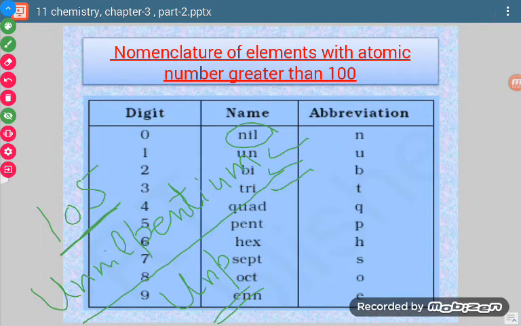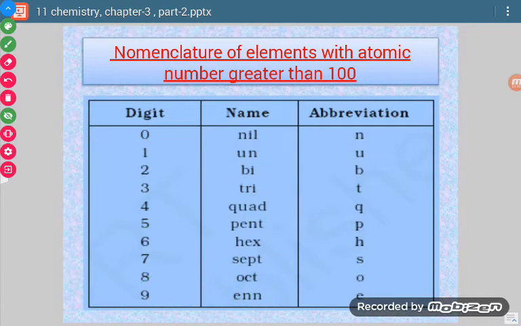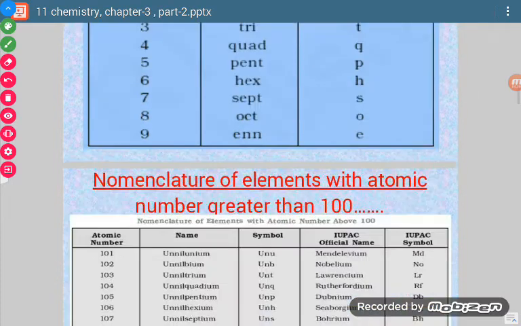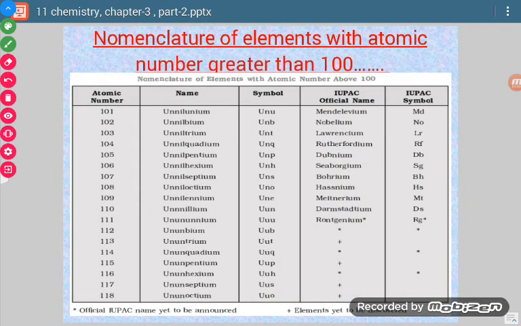For 4 we use tetra, so here we have to use quad. For 5 we use pent only. For 6 we use hex only. For 7 we use hept in case of alkanes, so here it is sept. For 8 we already use oct, and for 9 it is en. So this table is to be learned properly. When we remember this table, then we can write the IUPAC names of any element for which atomic number is more than 100. Now let us take some examples.